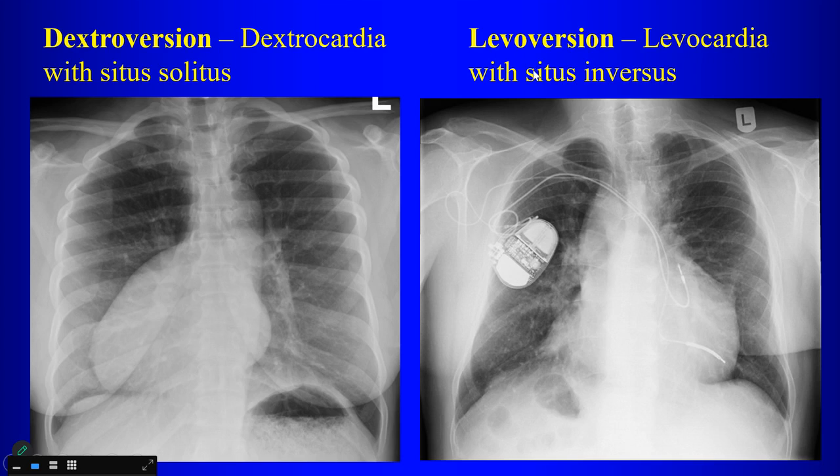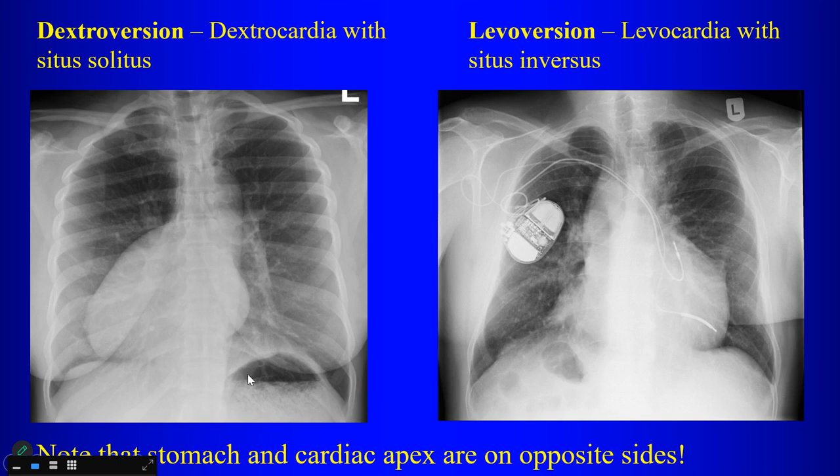The term for this is levoversion. So note that the stomach and cardiac apex are on opposite sides. That's always a clue that there's something wrong. Okay.